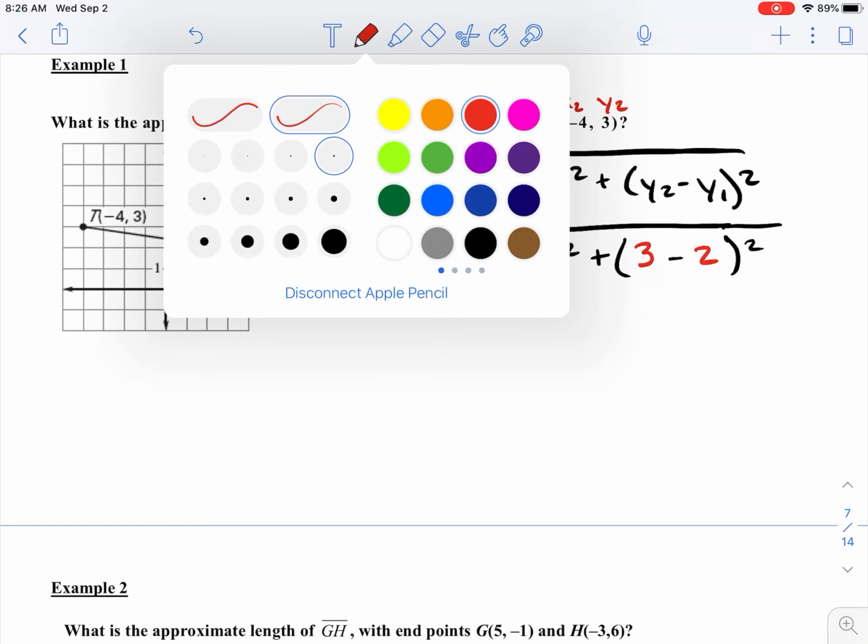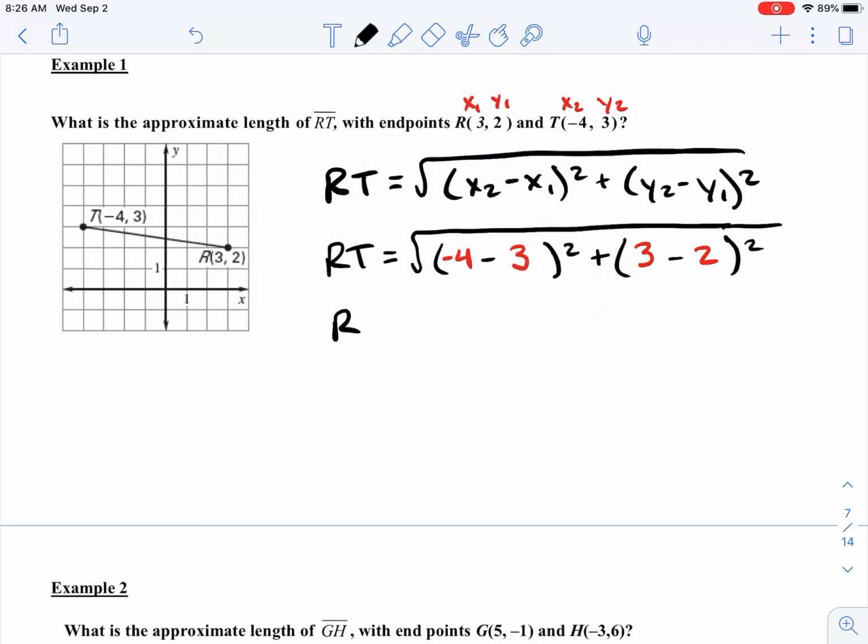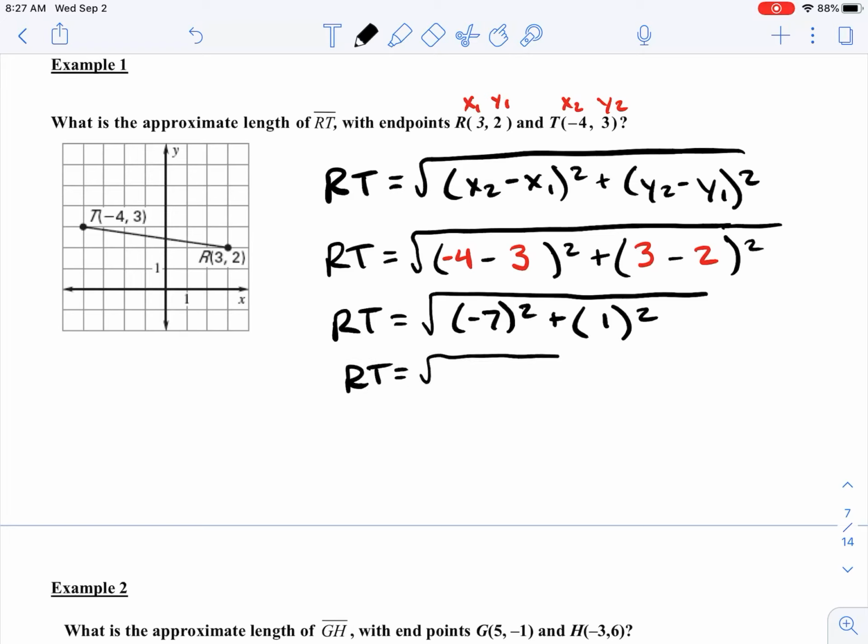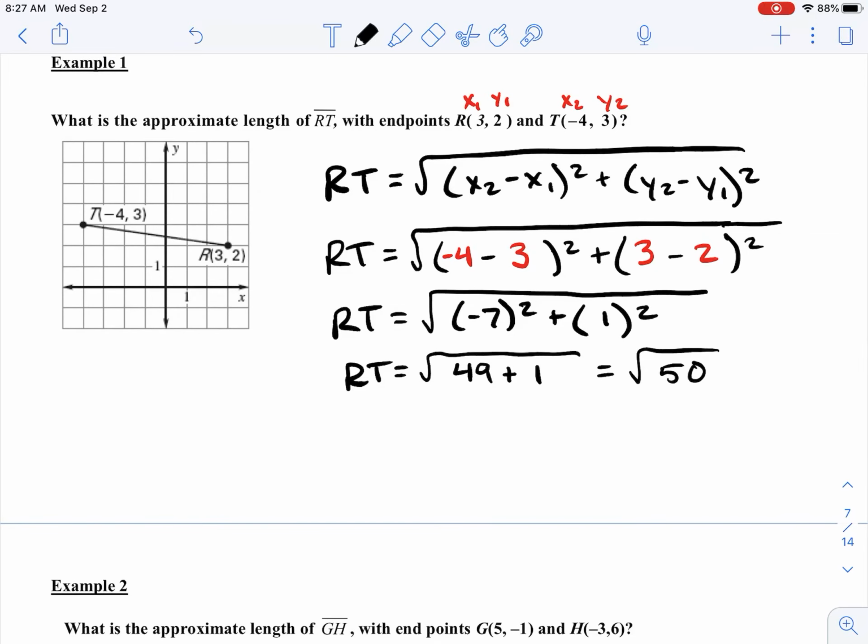All right. So now that I've substituted in those values, we are going to do some simplification. So RT is equal to the square root of -4 minus 3, which is -7, squared, plus 3 minus 2, which is 1, squared. All right. And then we're going to keep going. So RT is equal to the square root of -7 squared, which is 49, plus 1 squared, which is 1. And 49 plus 1 is 50.